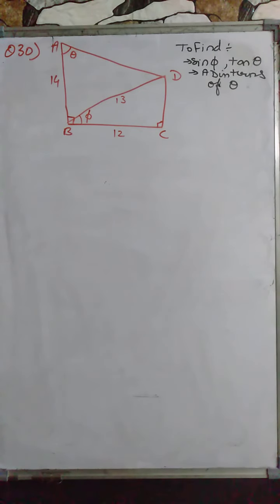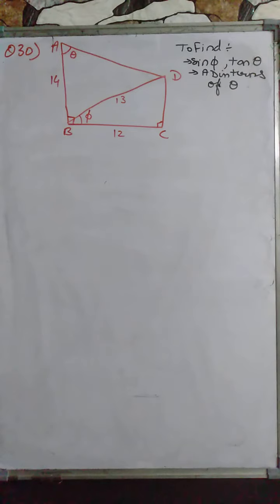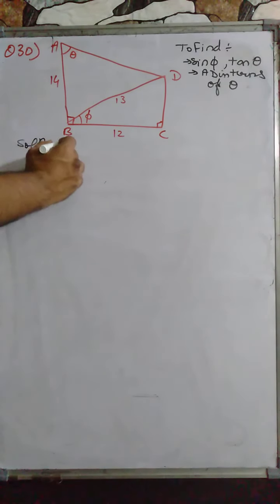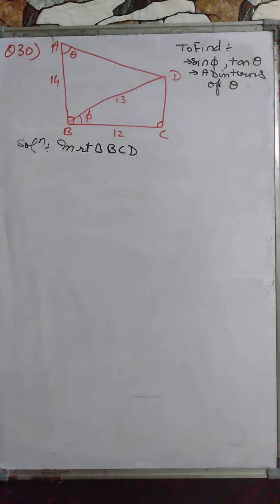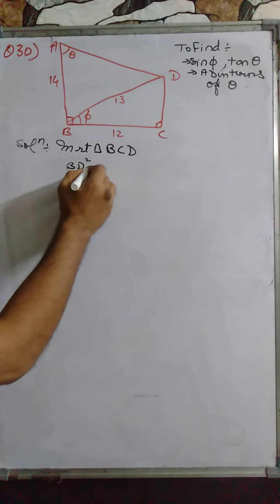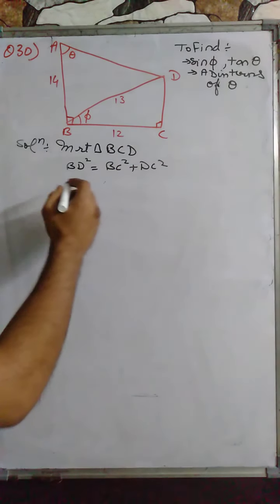So for finding the sine of this angle phi, we would need the height as well as the hypotenuse. I can see that I have the base but I do not have the height, but I have the hypotenuse. So in this right angled triangle I can find DC, that is the height. In right triangle BCD I can write BD square is equal to BC square plus DC square. This is by Pythagoras theorem.